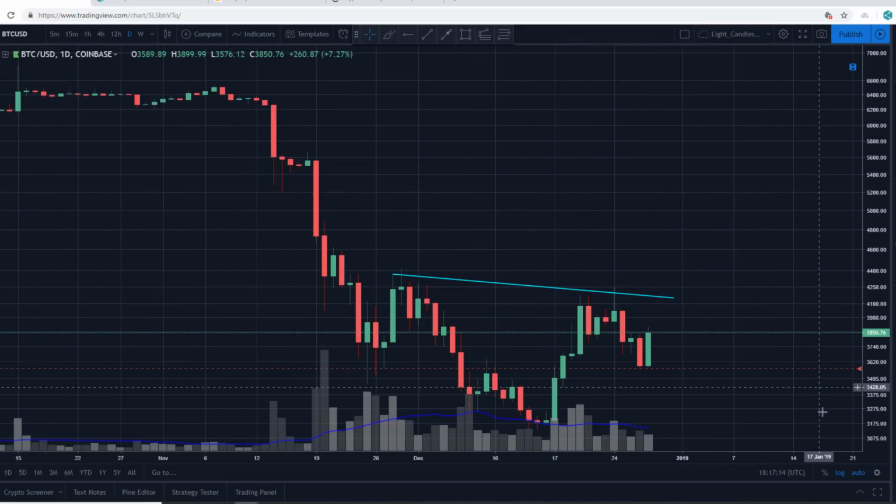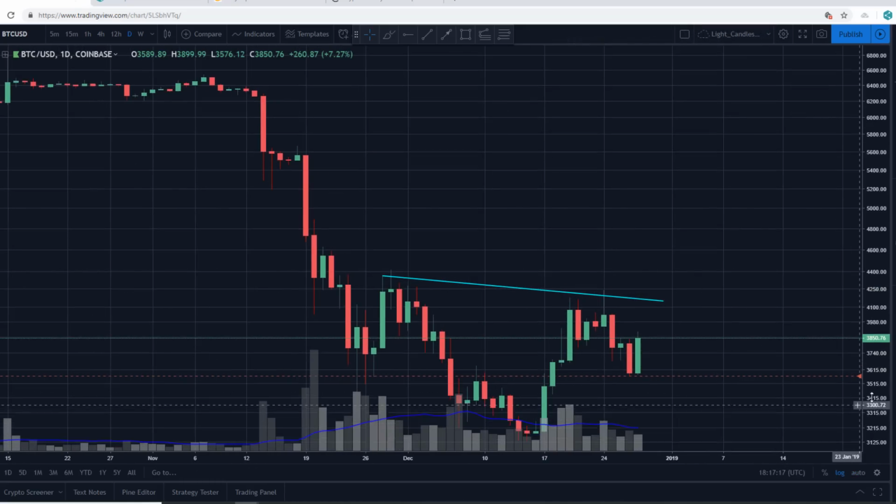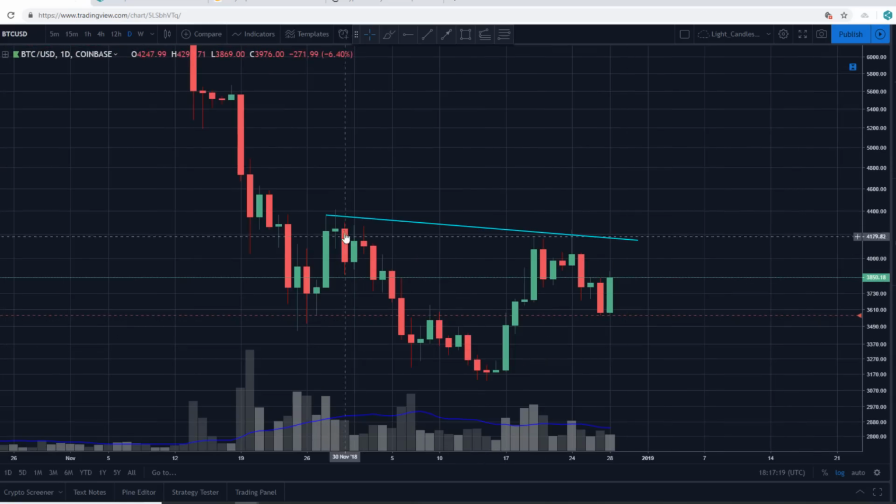Now I'm going to go over 3 different ways to trade this pattern. One of them is not waiting for a breakout. But that's just the way you draw the neckline. And this is downward sloping, which is positive.